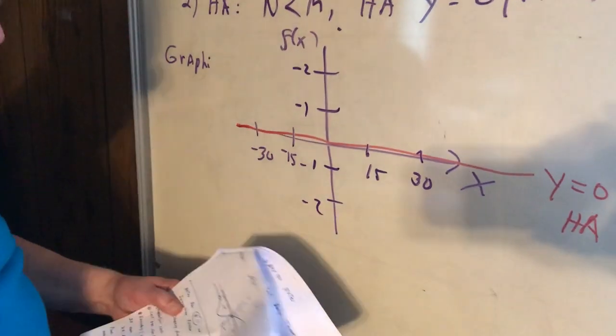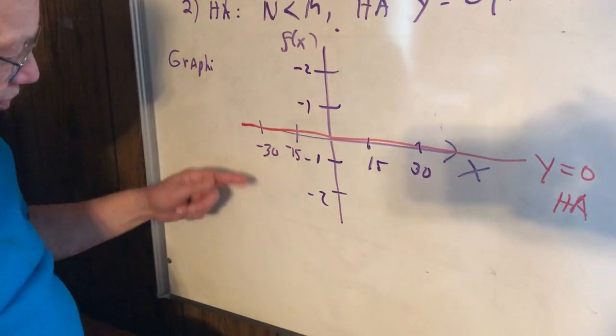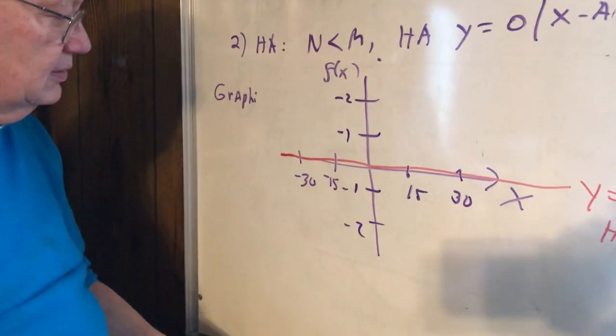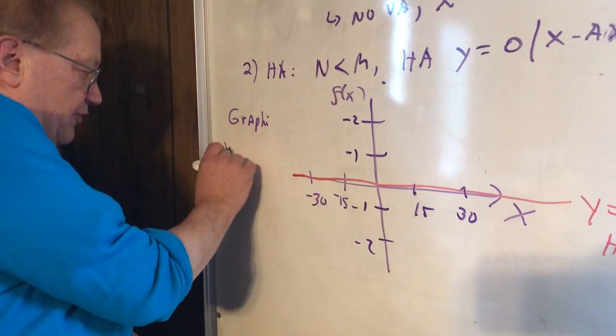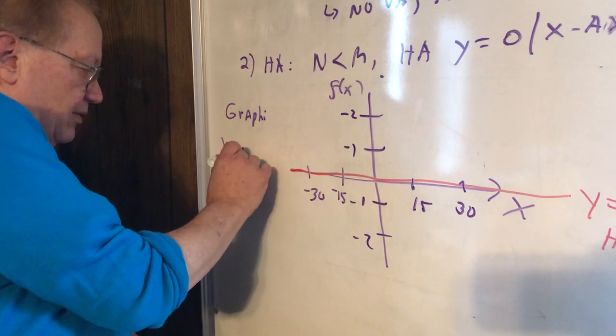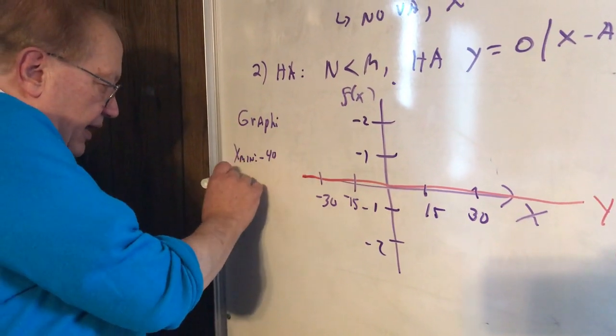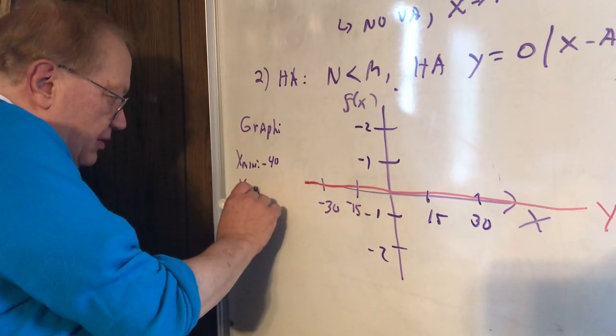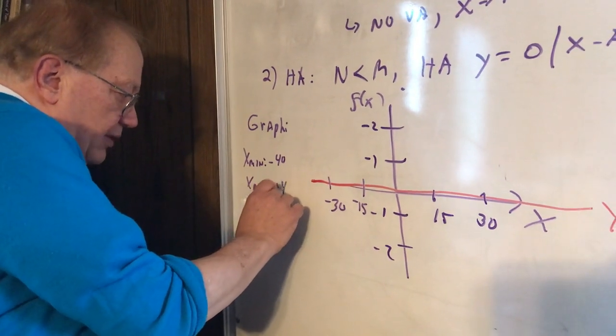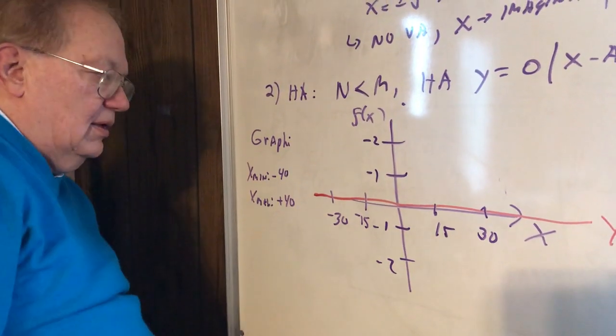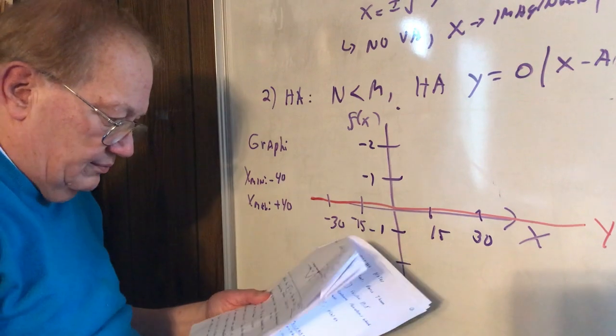So your x window would be, I would do minus 40 to plus 40. For your x window, x min, I would do minus 40, and x max, plus 40. All right, so what does this look like?